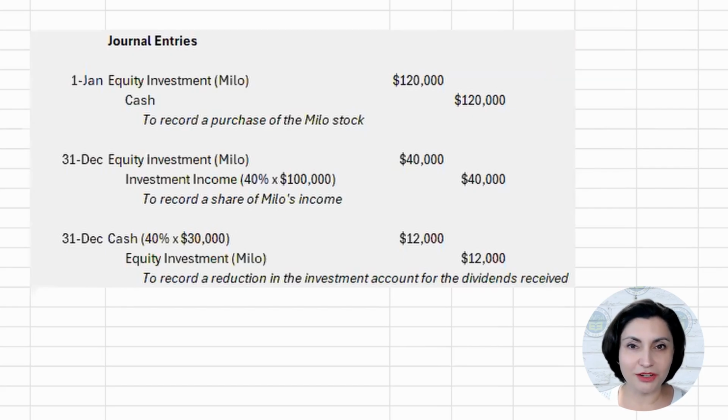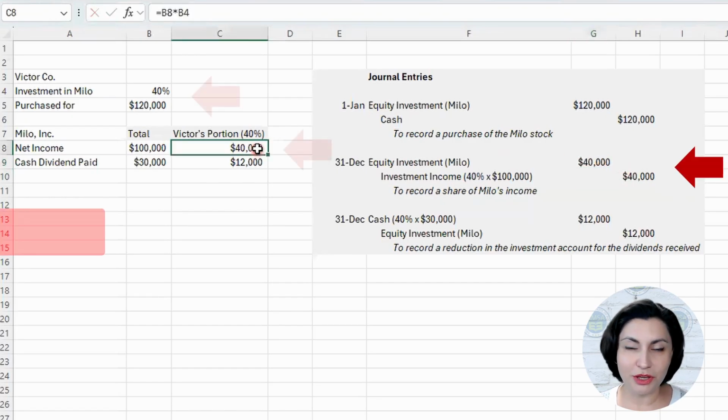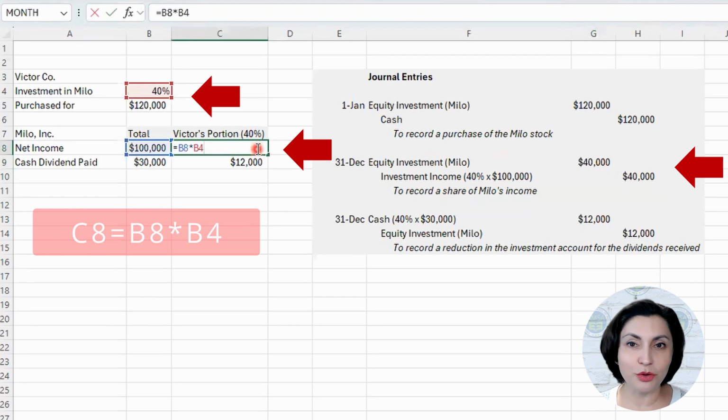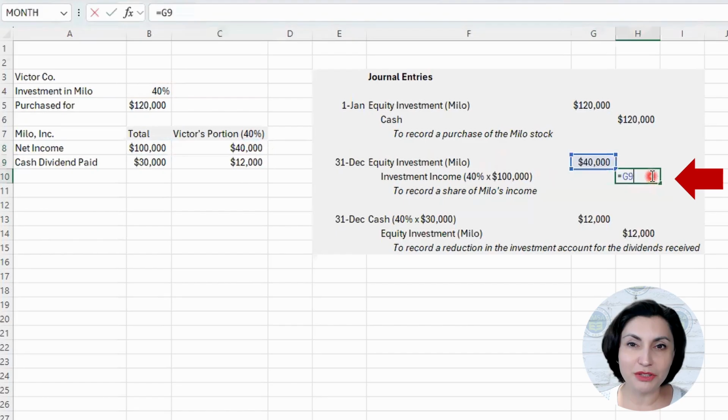At the end of the year, we record two entries. One to record a share in income and another to record dividends. We debit or increase equity investment for $40,000, which is 40% of $100,000 of total income, and credit or increase investment income for the same amount.